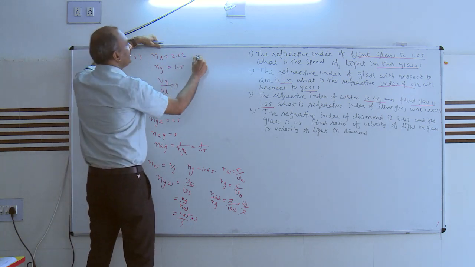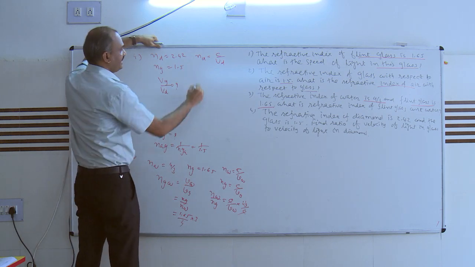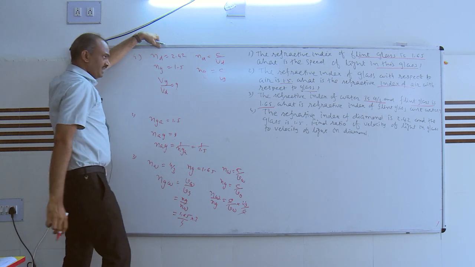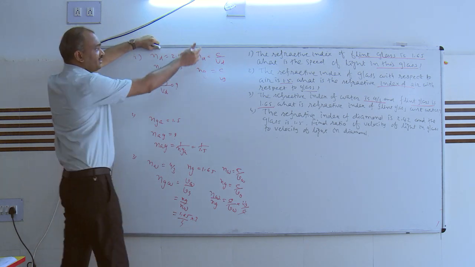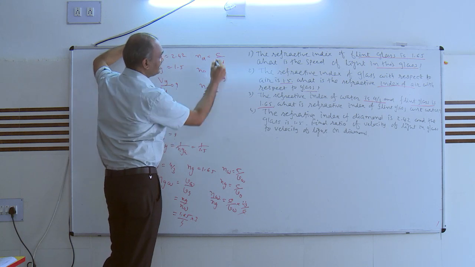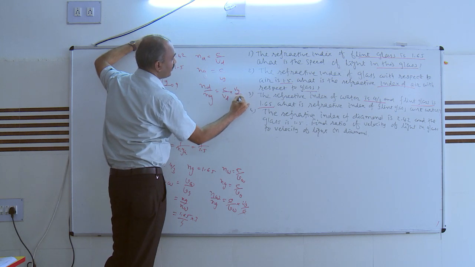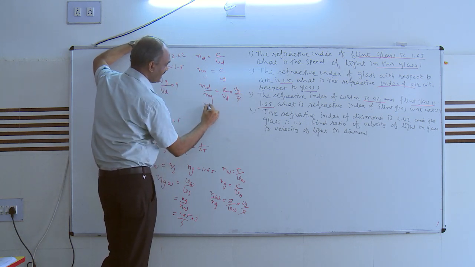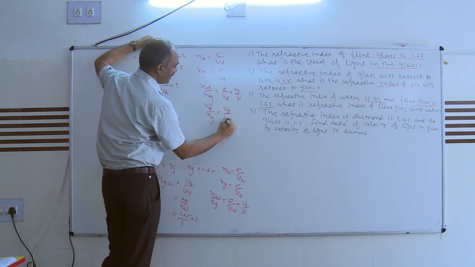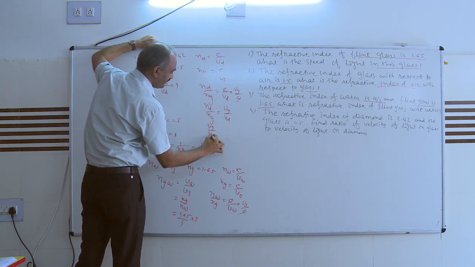So Nd is nothing but C upon Vd, and Ng is nothing but C upon Vg. Okay, तो हमें इनको हम डिवाइड करते हैं तो what we are getting is Nd upon Ng is equal to C upon Vd into Vg upon C. So C should be cancelled. So we are getting Nd upon Ng is equal to Vg upon Vd.